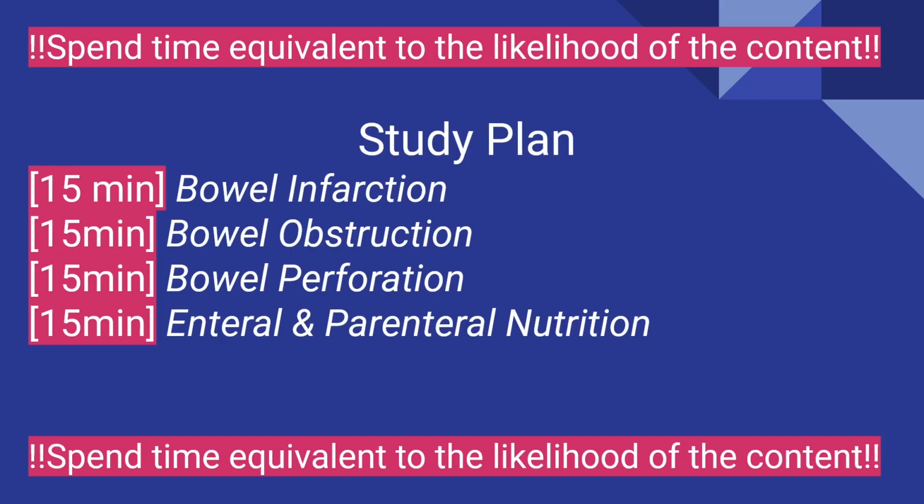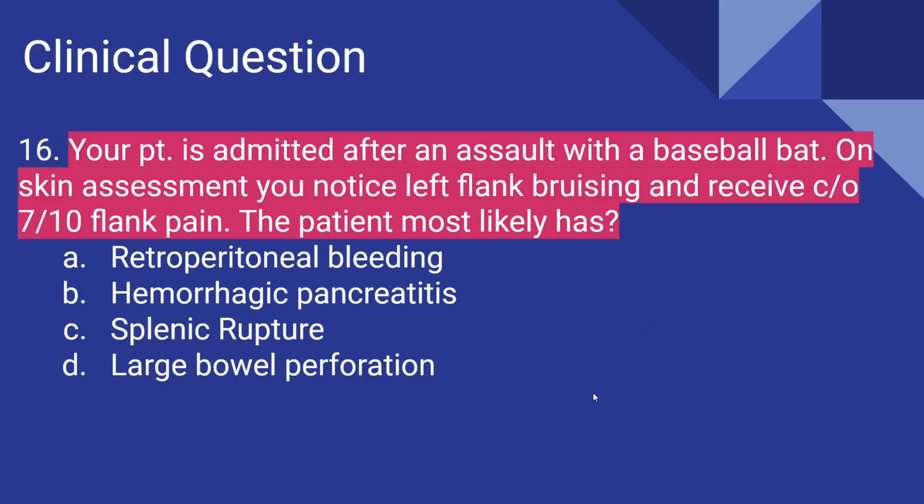So dedicate the time that you have saved before your exam to those content questions that you're most likely going to see. So we'll do a couple questions here. One of them: your patient is admitted after an assault with a baseball bat. On skin assessment, you notice left flank bruising and the patient complains of 7 out of 10 flank pain. What is the patient most likely to have? A. Retroperitoneal bleeding. B. Hemorrhagic pancreatitis. C. Splenic rupture. Or D. Large bowel perforation.